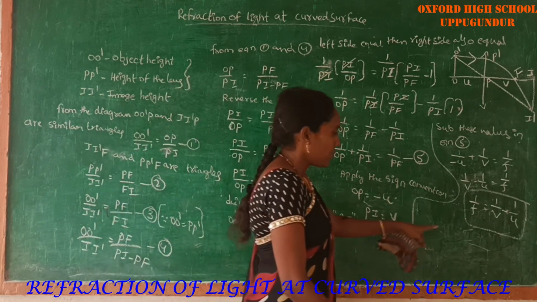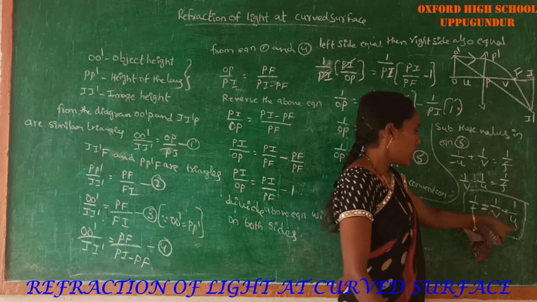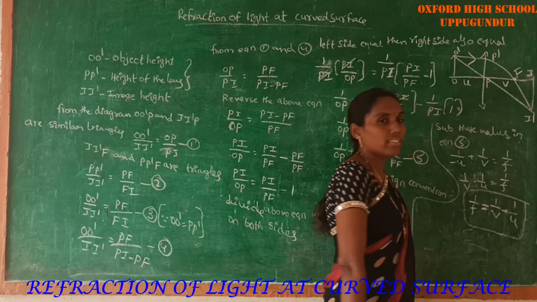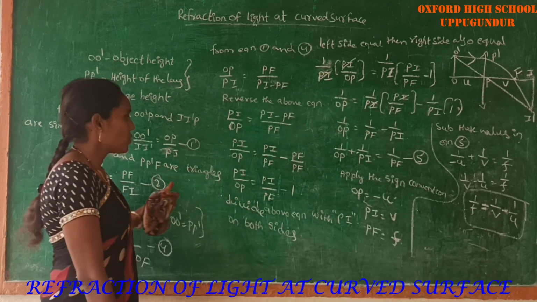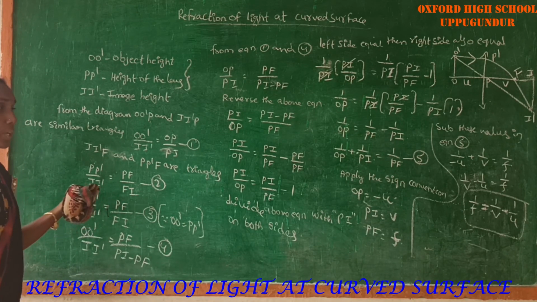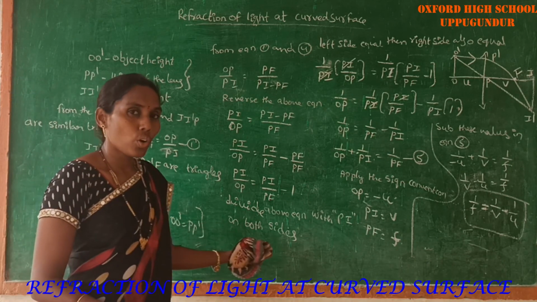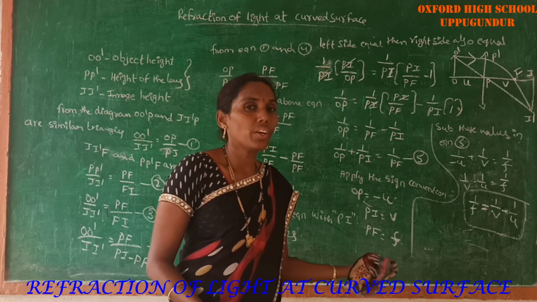In this one, f is the focal length of the lens, v is the image distance and u is the object distance. This is the derivation for the lens formula. 1 by f is equal to 1 by v minus 1 by u. This is applicable to a convex lens or a concave lens, whatever it is.